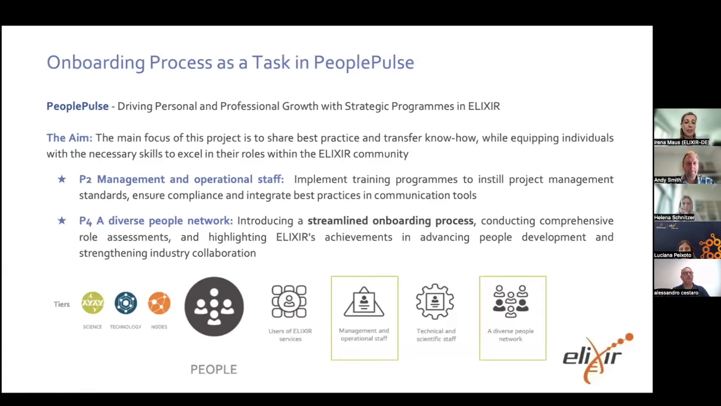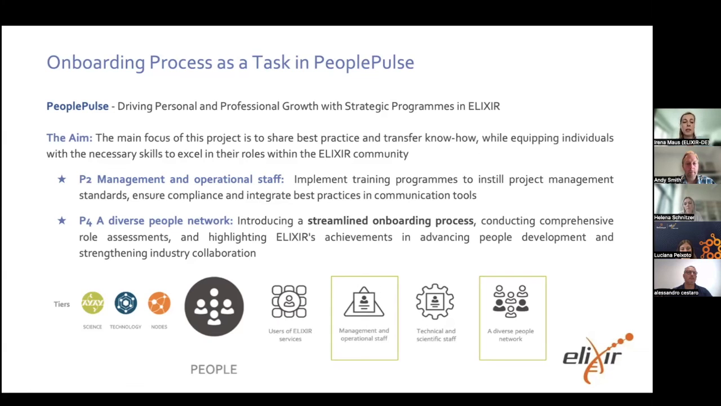This is my last slide. So that being said, the onboarding practices are a task in a new Commissioned Service called People Pulse. People Pulse stands for Driving Personal and Professional Growth with Strategic Programs in ELIXIR. This Commissioned Service is coordinated by Mariana de Freitas from the Portugal node and myself, with the aim to provide best practices and transfer know-how and equip individuals to excel in their roles within the ELIXIR community.